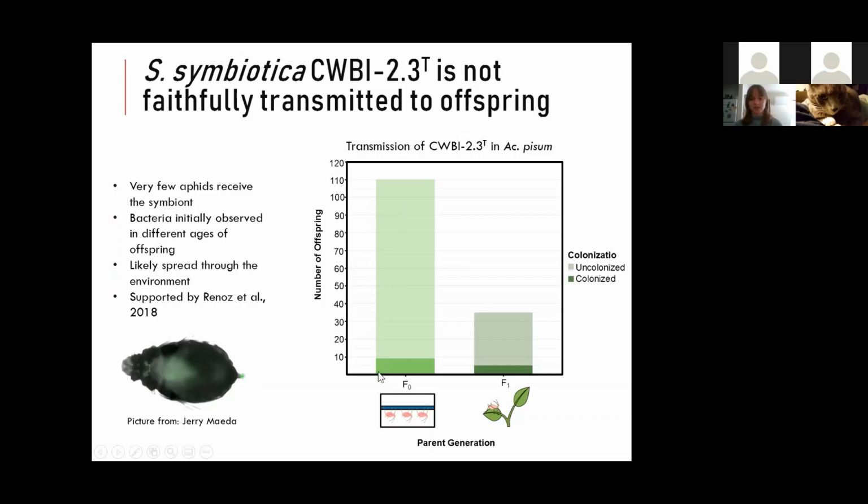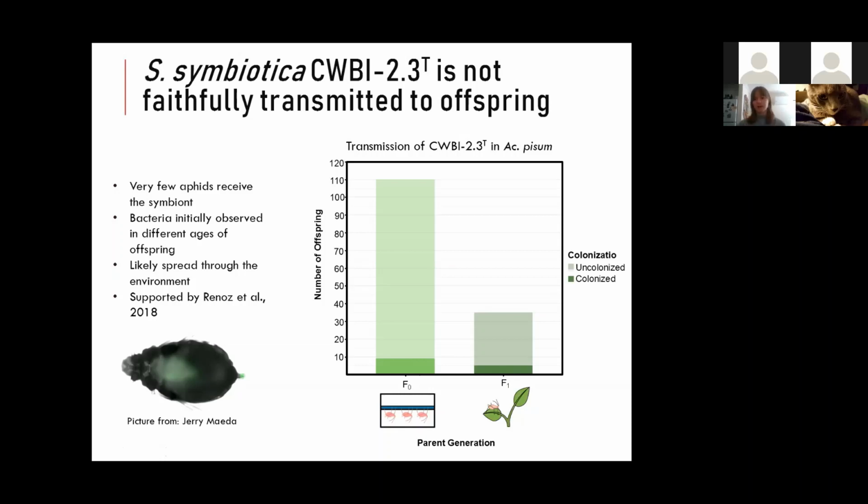Over here, I have a chart showing the number of offspring colonized, which is in this darkened region, out of the total offspring that each of the parents produced. From both the F1 generation, which was fed on that diet spiked with the bacteria, and the F2 generation, which comes from this population of colonized offspring of that F1 generation. And in both cases, we don't see really high transmission rates.